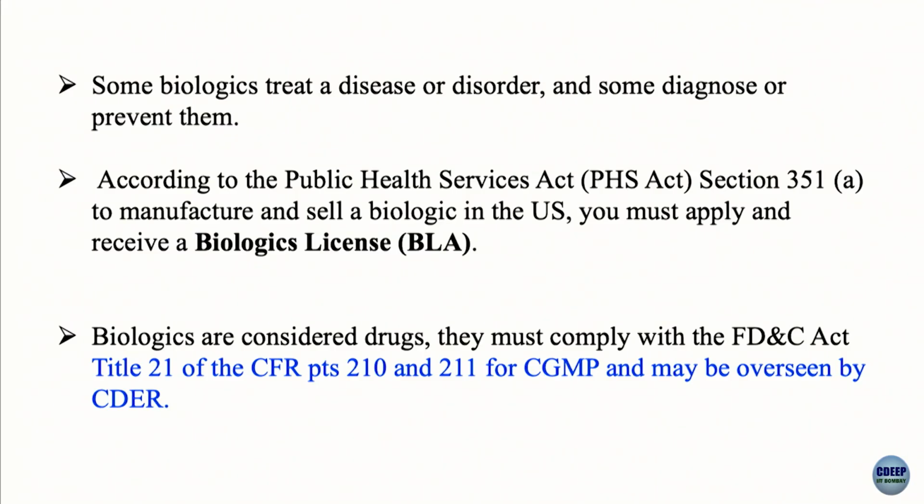So, when the new biologics you are coming up which can treat a disorder or disease or diagnose some pattern, the first thing you do according to the act, whatever US Act 351, you must apply something called BLA, biological license agreement, and this biologics drug they must comply with Food Drug Administration, something called 21 CFR, and they have to be manufactured in something called CGMP, that is overseen by this agency called CDER.